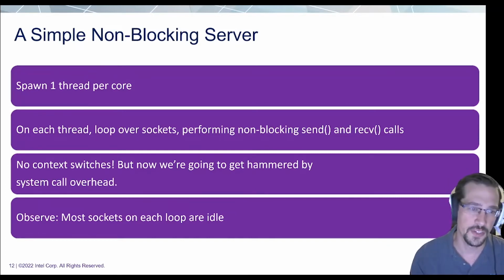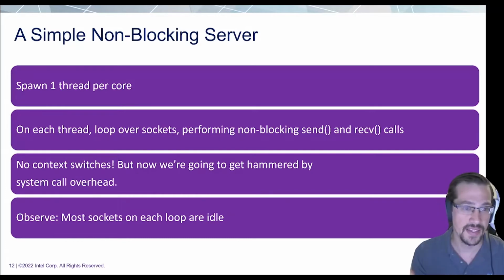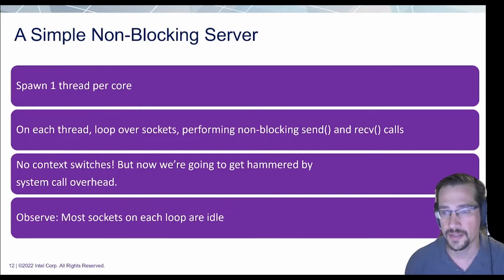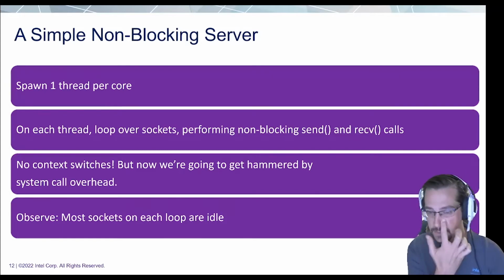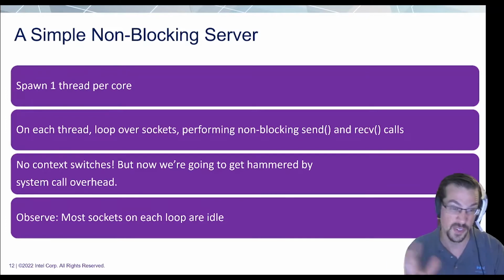So they're being distributed to the different threads, and they're being held in like a linked list or something, or an array. And that thread is then looping over that set of sockets and is performing non-blocking send and receive calls. So if there's data that needs to be sent, it tries to send it, and if it fails, well, it just leaves it in our buffer and we try again later.